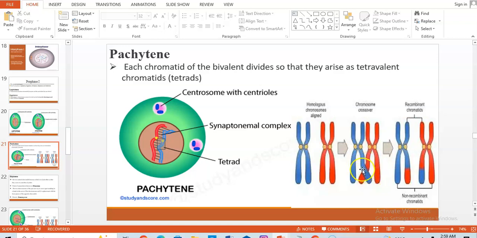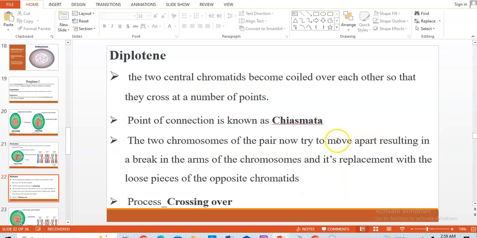Alright, so what happens now? Once it breaks, the loose piece is going to join with the opposite. So when this red breaks, it will join with the blue, and when the blue breaks, it joins with the red. You can see here the blue taking the arm of the red and the red taking the arm of the blue. So this process that occurred here is called crossing over. The major importance of this is that it helped in exchange of genetic material between these two chromosomes. That's what happened at that stage. So it's called crossing over.